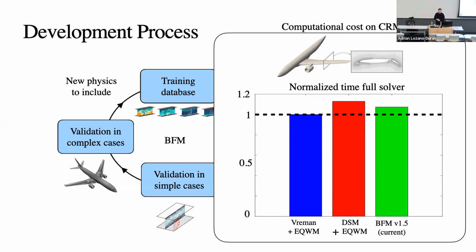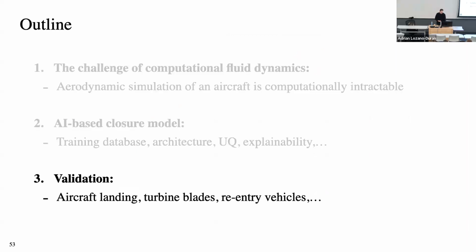It's not as cheap as the Breman model, but it's actually cheaper than DSM with the equilibrium wall model, so it's competitive. I think we want to make sure that we are not only reducing the errors in the predictions, but we are doing it at a competitive cost. So we are increasing the cost by maybe 10% with respect to Breman. That's okay, because when you look at the accuracy, we are improving generally across many cases by a lot. So that's fine. Okay.